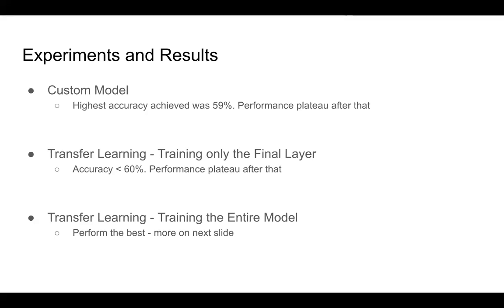And we also did 2 different variations of transfer learning. First, we tried transfer learning by training only the final layer, and the accuracy got stuck below 60%. So then we decided to try training the entire model. And with this, we achieved the best performance.